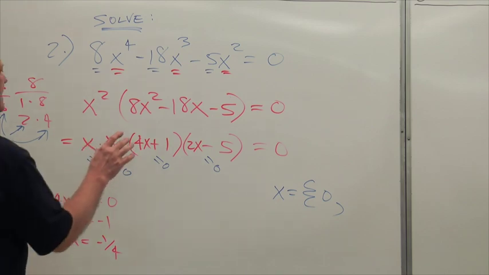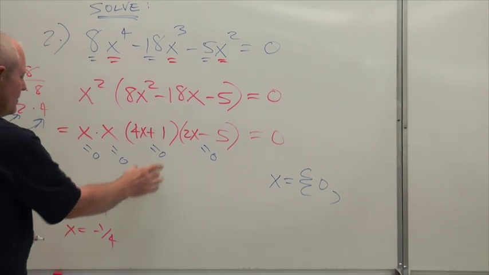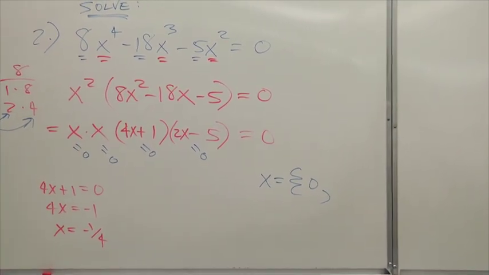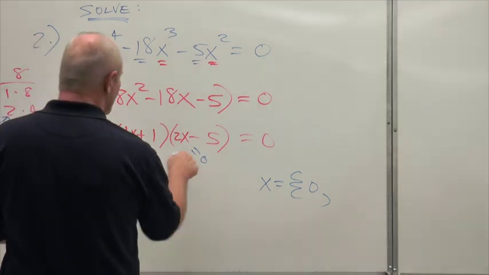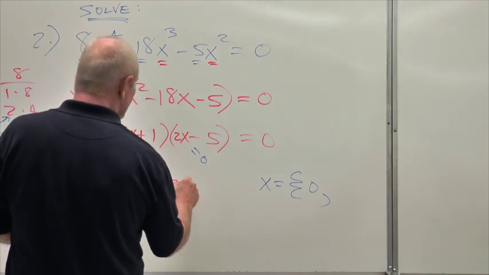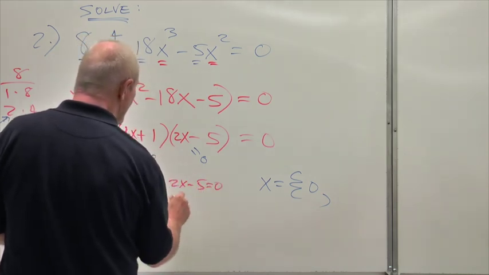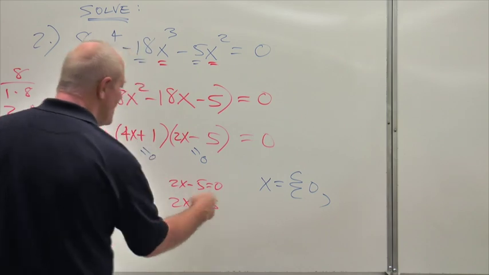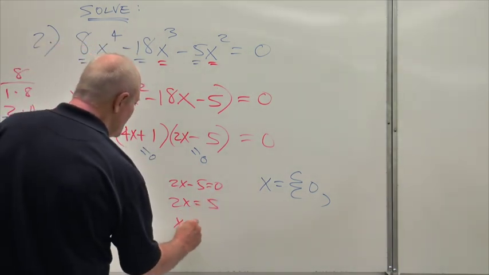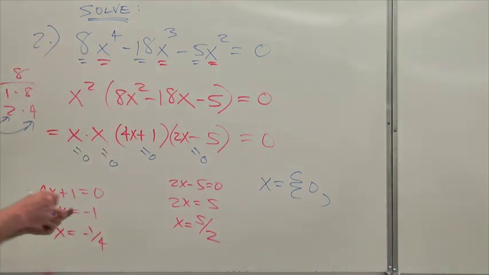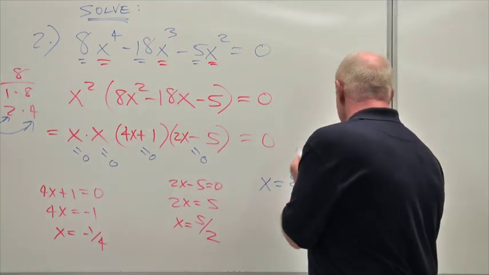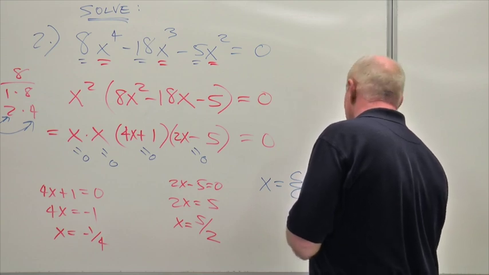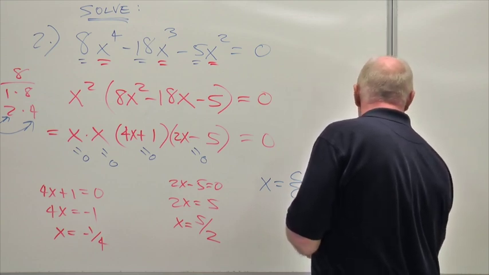I have a lot of students that do this in their head real quick, and for some reason they keep the sign of the original binomial. So make sure you realize you're solving for x. And what about this one here? 2x minus 5 equals 0. 2x equals positive 5, adding 5 to both sides. And x is equal to 5 halves. Good? Okay? So those are also solutions. Right? Negative 1/4 and 5 halves.